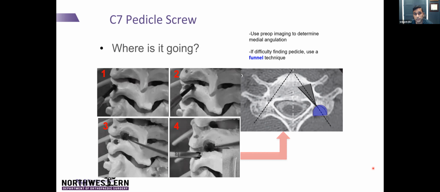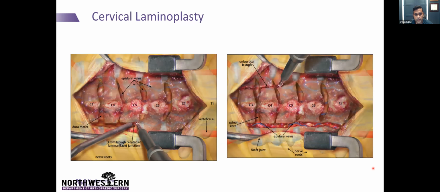I think I'm gonna only do C7 in PCFs, and then lateral masses every other level. Quickly about laminoplasty. So laminoplasty, there's two techniques. You guys might have heard of midline French door, so you kind of split the spinous processes and then open it up to expand the canal that way. Or the more traditional way is an open door.